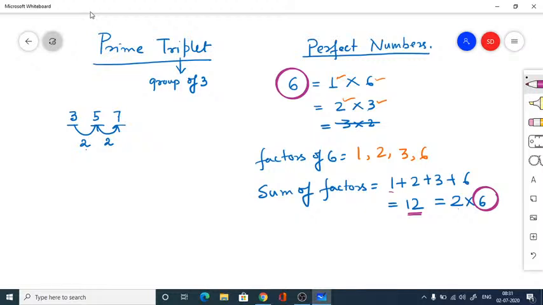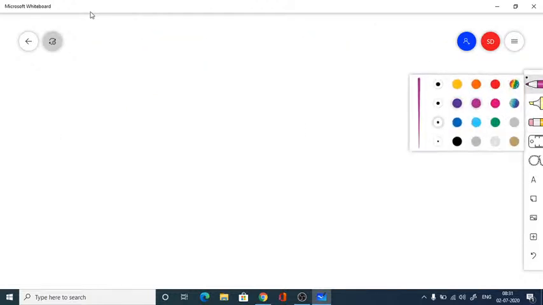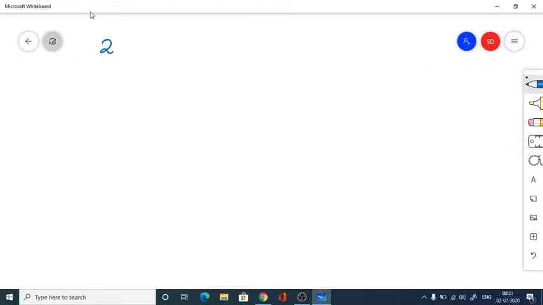Another example of a perfect number is 28. What are the factors? 1 into 28 is 28. We will find the factors in this way. Next factor is 2. 2 into 14 is 28. Then 3. 3 is not a factor. 4 is again a factor. 4 sevens are 28. Then 5 is not a factor. 6, you just divide and see, 6 is also not a factor. Again 7 fours are 28.